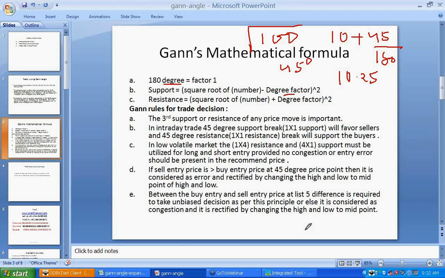10.25 whole square, which is 105.06. So this is how I will calculate the resistance. Same way I will be calculating the support.